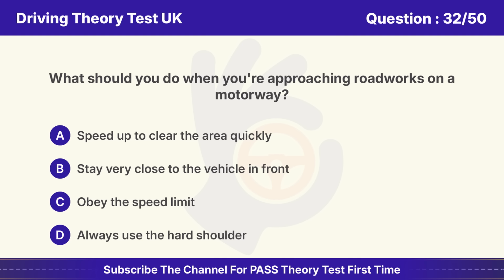Question 32. What should you do when you're approaching roadworks on a motorway? Option A. Speed up to clear the area quickly. B. Stay very close to the vehicle in front. C. Obey the speed limit. D. Always use the hard shoulder.